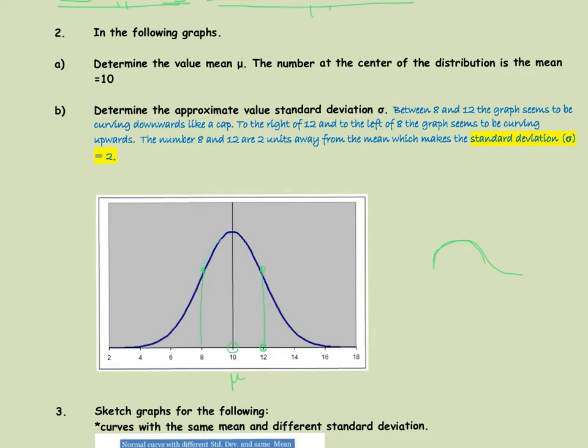Between these two, if you notice, the graph is shaped downwards, so it's a concave down function, and exactly at that point the graph flips and becomes a concave up function. So we could say that's happening 2 units away from the center, which is the mean. So 2 is the sigma. So 2 units away from the center on either side of mu, you'll notice that the curve flips from downward to upward. So that's how we determine, by looking at the graph, what the mean is and what the standard deviation is.